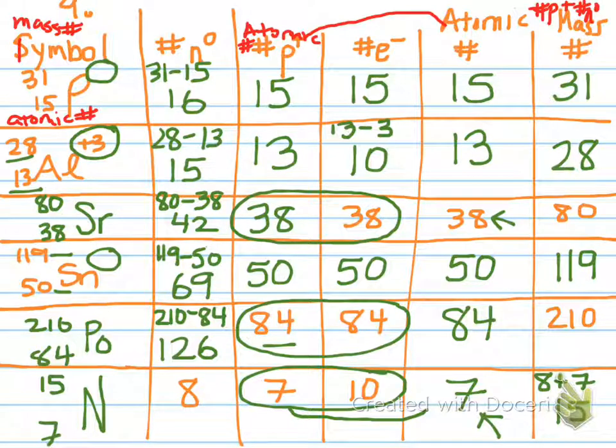So now, what do we do with the fact that we have an unequal number of protons and electrons? Well, remember, protons are positively charged and electrons are negatively charged. So if I take plus 7 and minus 10, I'm left with a charge of negative 3. So my charge here is negative 3.